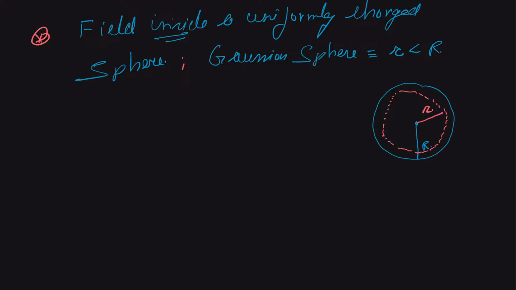Therefore we can write that the charge enclosed by the Gaussian surface, let us call this Q enclosed, will be equal to our density, given as rho 1, multiplied by the volume, that is 4/3 pi r cube.